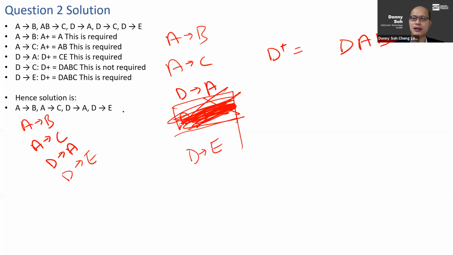Yeah, the algorithm is not very efficient. So I don't know, is there a better way to do it or not? Yeah, I also don't know. Anyway, this is how we do it.